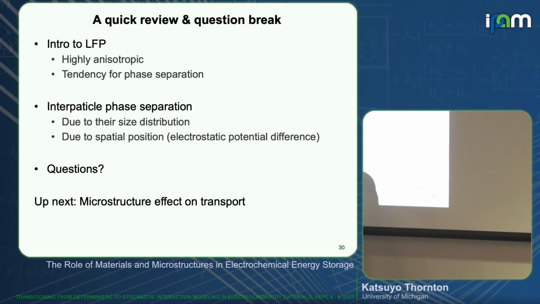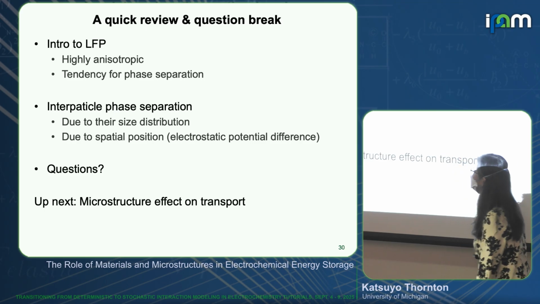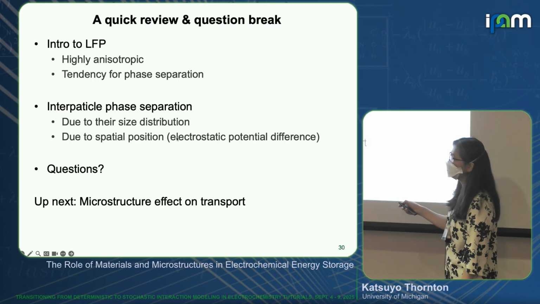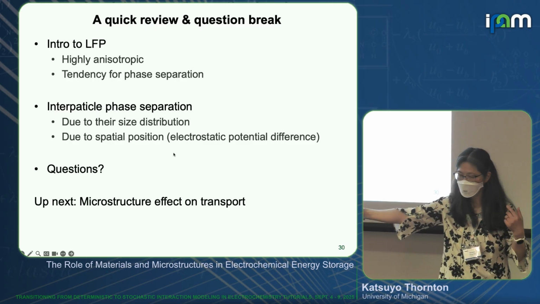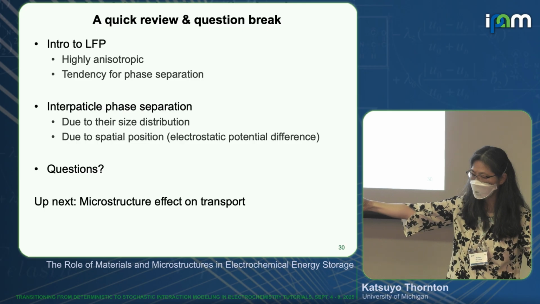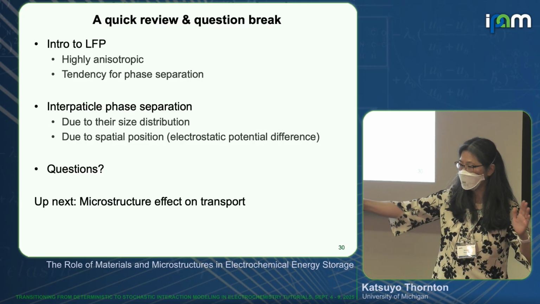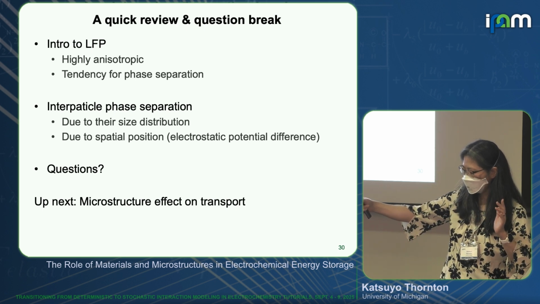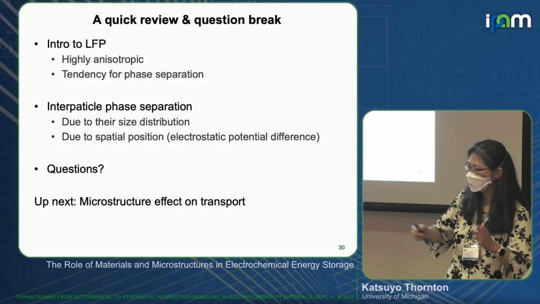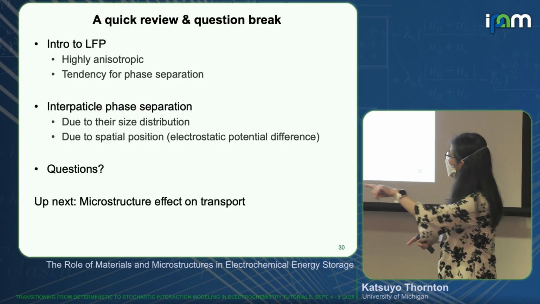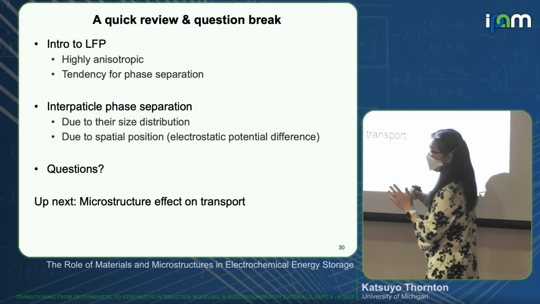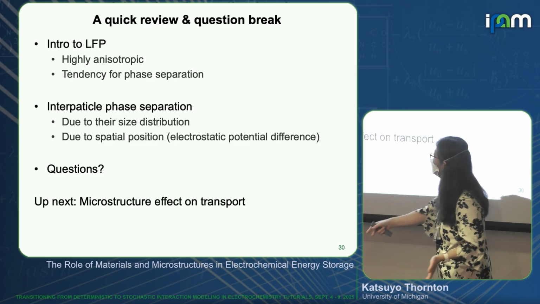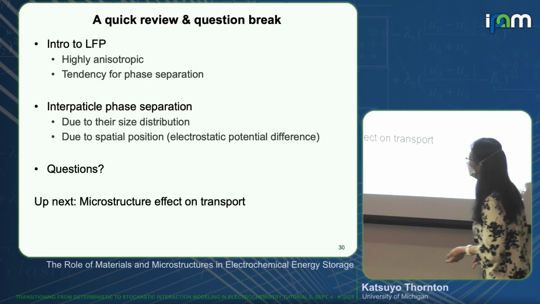So that's caused by this interparticle phase separation, and it can happen due to size distribution. It can also happen due to spatial position, the difference in spatial position, because you have different electrostatic potential at different regions, different depth of the cell, right? The cell is kind of like a layer, and depending on how close you are to the current collector or how close you are to the electrolyte, you are going to have different electrostatic potential.